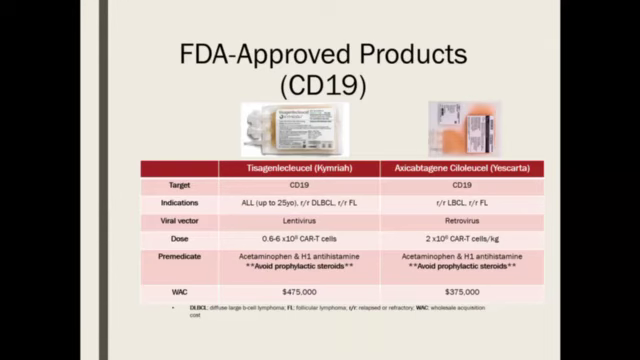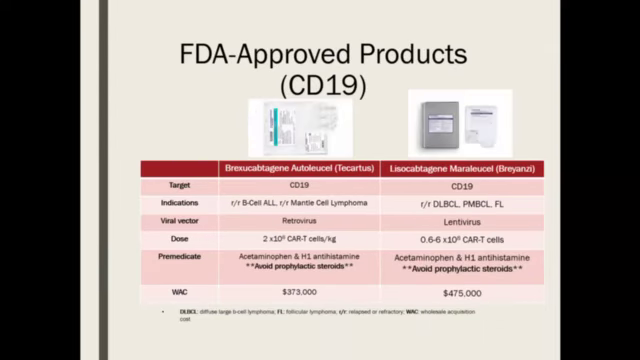Number 2 on the slide here is axicabtagene ciloleucel, or Axi-cel, or Yescarta, CD19 directed as well. Labeling is relapsed refractory large B-cell lymphoma and follicular lymphoma. The viral vector here was a retrovirus, and then the rest of the slide has, of course, pre-medications and wholesale acquisition costs.